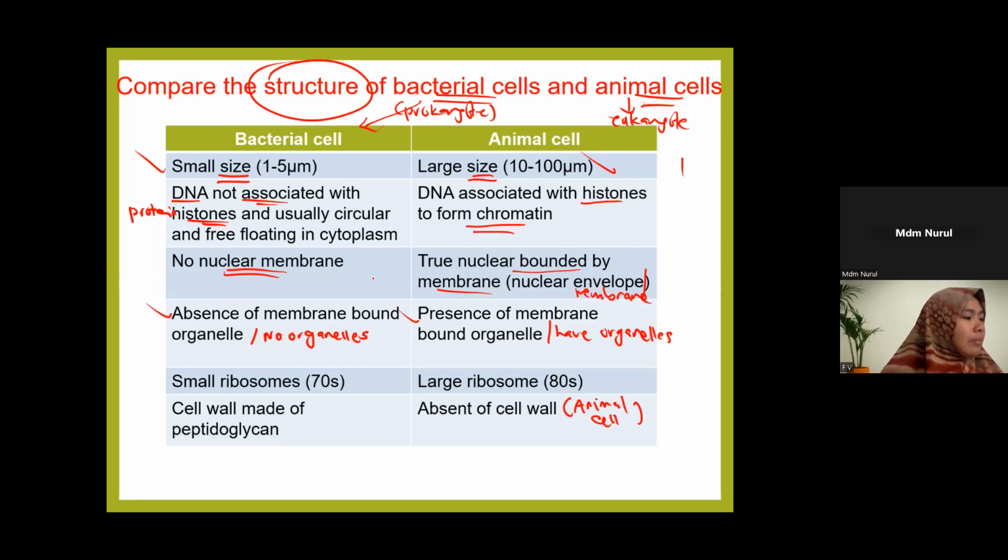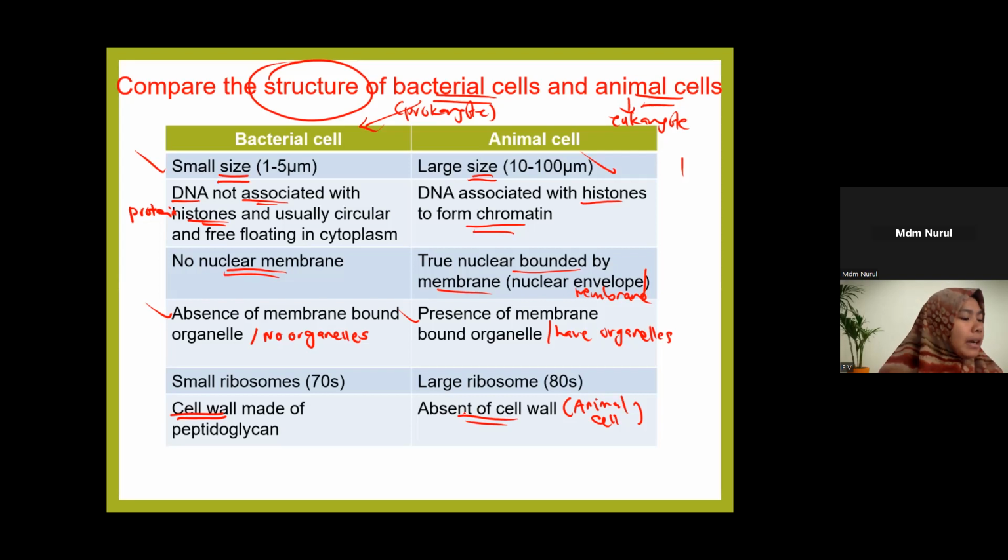Next, in terms of size of ribosome, so bacteria cell or prokaryote have small ribosome and eukaryote or animal cell have large ribosome. Okay, and next one, the cell wall. Kita tengah cerita pasal cell wall. So prokaryote have cell wall and the cell wall is made of peptidoglycan. Whereby for animal cell, it is absent of cell wall.